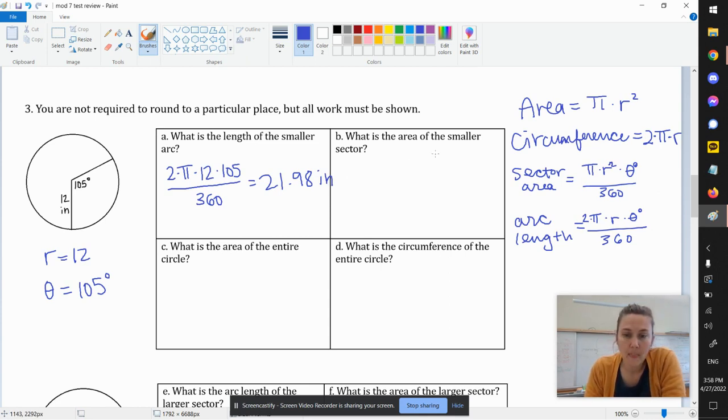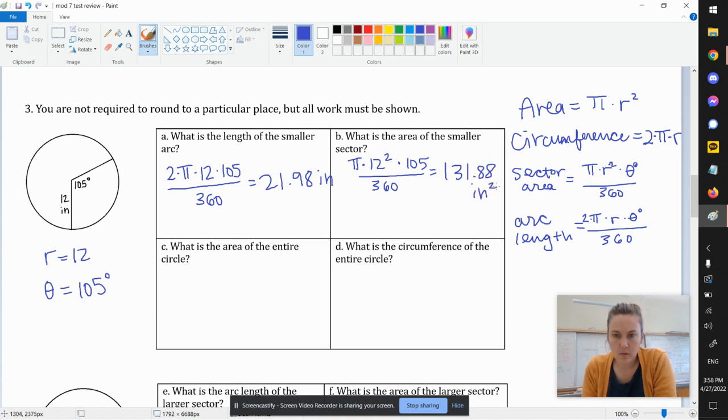Seems good. What's the area of the smaller sector? We're going to plug it into our sector area, right? This one's pi times the radius squared, so 12 squared, times 105 divided by 360. And that's exactly what I'm going to plug into my equation. 3.14 times 12 times 12 times 105 divided by 360. I'm going to get 131.88, and that'll be inches squared because it's an area. Length is just inches, area is inches squared.